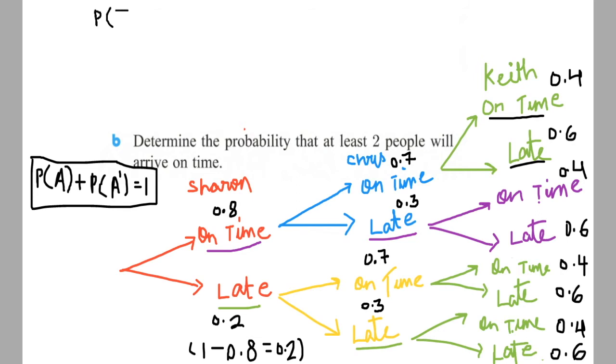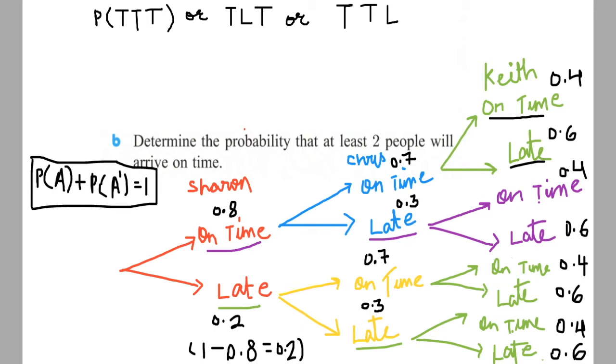Probability of Sharon on time, Chris on time and Keith on time. This covers at least 2 people being on time. Or we have Sharon on time, Chris late and Keith on time. Or Sharon arrives on time, Chris is also on time, and Keith is late. We have covered all the scenarios of the top branch where Sharon is on time.